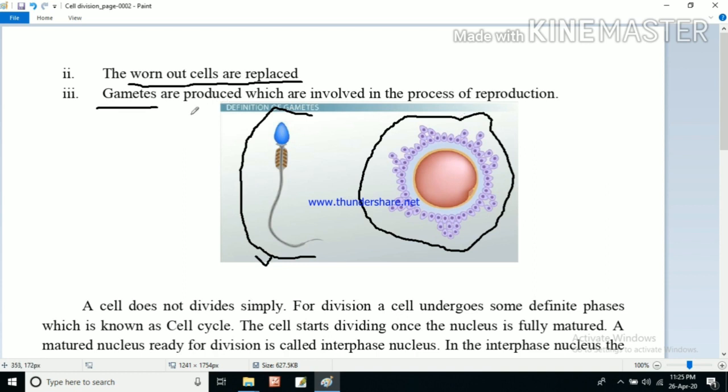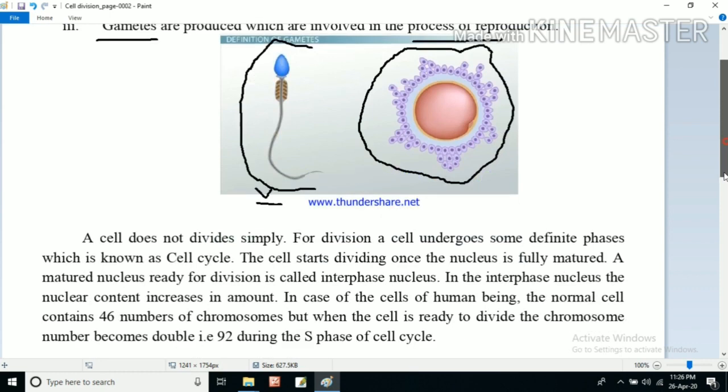These gametes are produced during the process of cell division. Cell division gives rise to these gametes, which are very important in the process of reproduction. Without them, reproduction is incomplete. So what are the three main reasons? As a result of cell division, organisms grow in size, worn out cells are replaced, and gametes are produced, which are involved in reproduction. These are the main three reasons why cell division is very important.